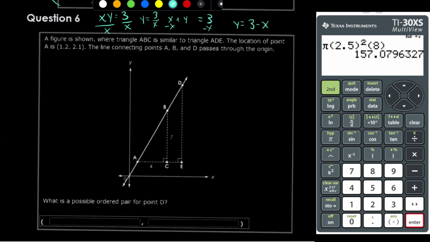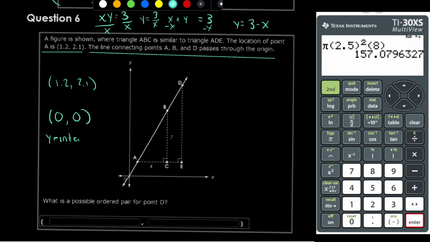The location of point A is 1.2, 2.1. And this is an interesting thing to know because they're using decimals in points, so they're trying to throw you off immediately. The lines connecting points A, B, and D passes through the origin. This is also very important because what this tells you is that your line goes through 0, 0, which means it has a y-intercept of 0. Okay?